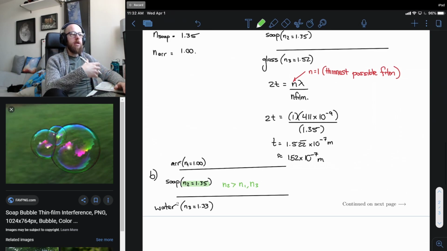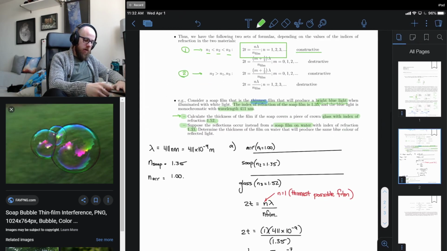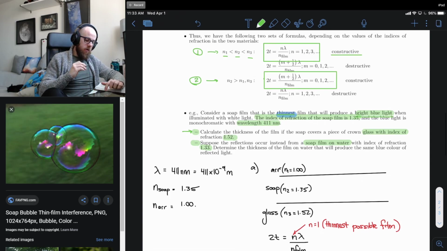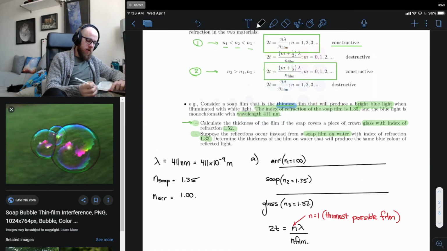Because now they don't increase in order. It turns out that our film has the highest index of refraction of the three, right? And so we're still dealing with constructive interference. We're going to be dealing with this formula right here, okay? So we can just use that one.